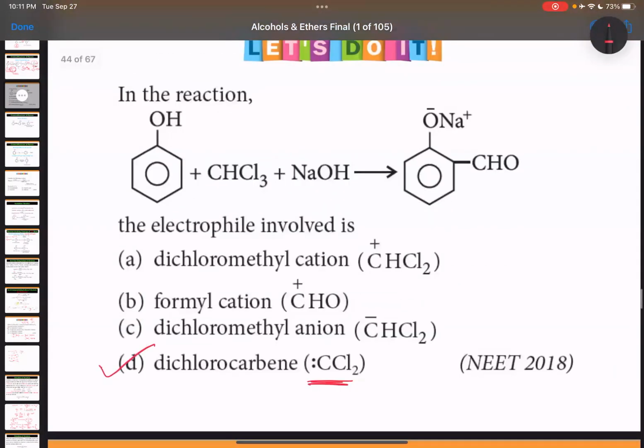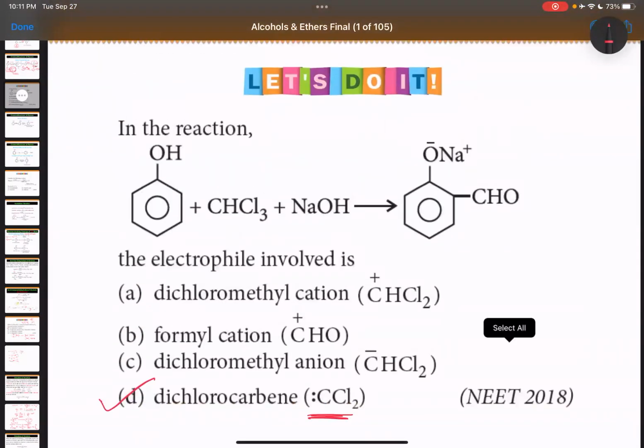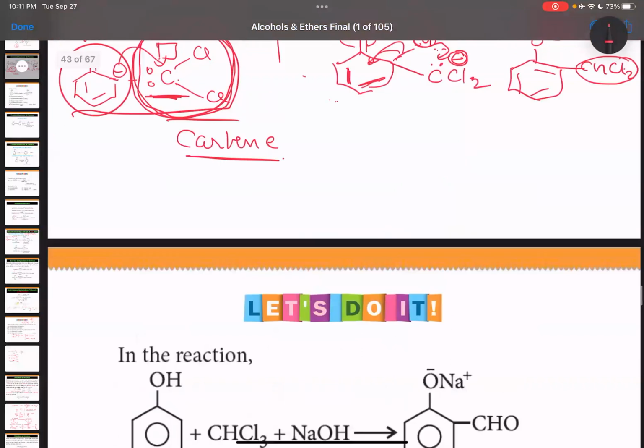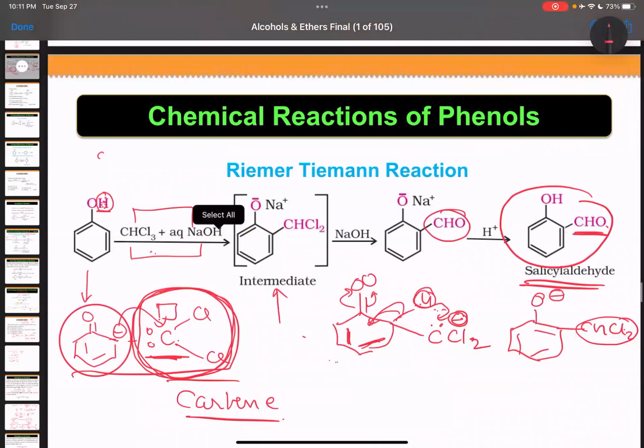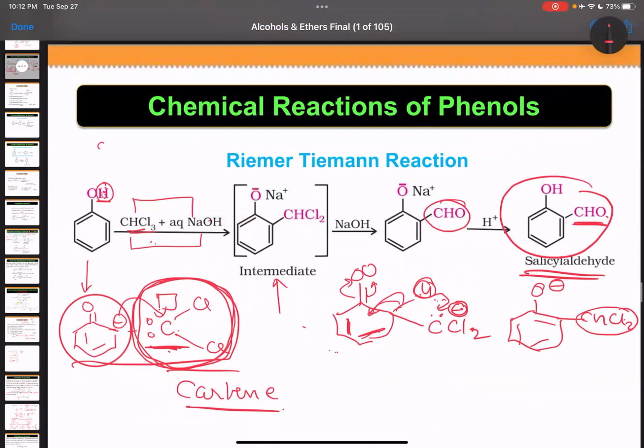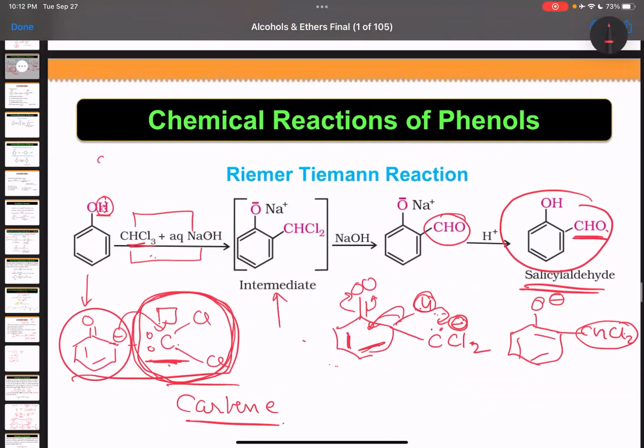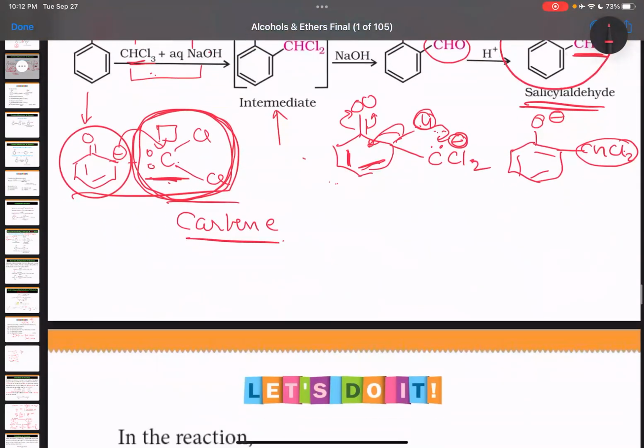Sir, but what will happen to the chlorine and hydrogen, sir? It will come out as HCl on dissolution. Actually, first of all, this is a basic medium and the base removes HCl, so H plus and Cl minus are removed. Clear? Yes, sir. Right? Yes, sir.